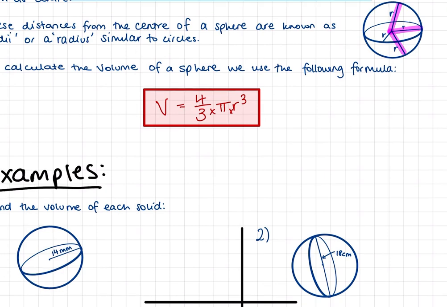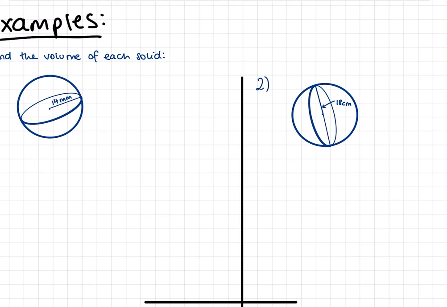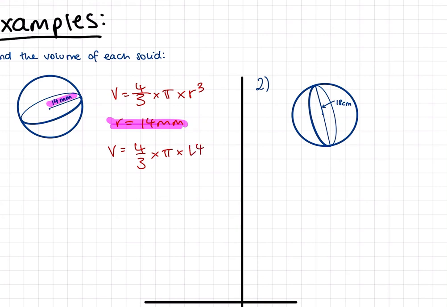Okay, so examples, let's go through some. So find the volume of each solid. So we've got the first one, we write down the formula. So volume equals 4/3 times pi times r cubed. And the only variable that we need to take into account for the volume of a sphere is the radius, okay? And the radius here is equal to 14 millimeters. Okay, that's this here. Okay, we substitute that into the formula, 4/3 times pi times 14 cubed.